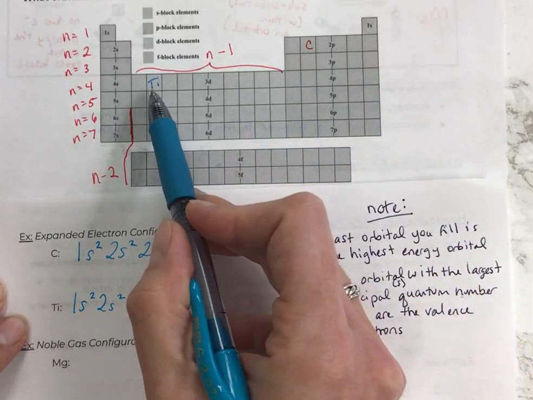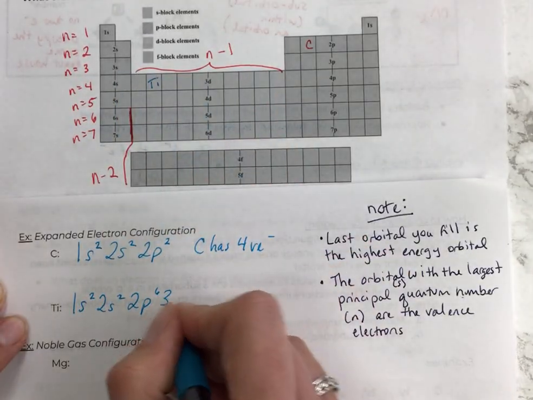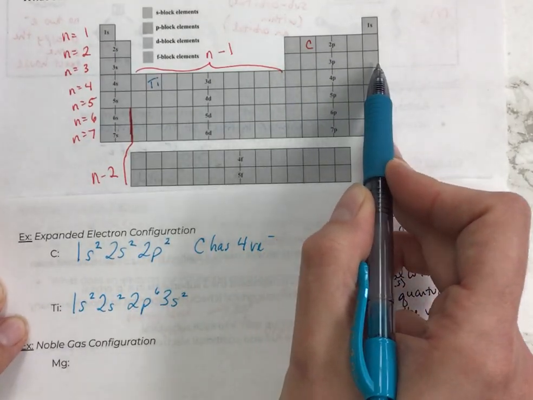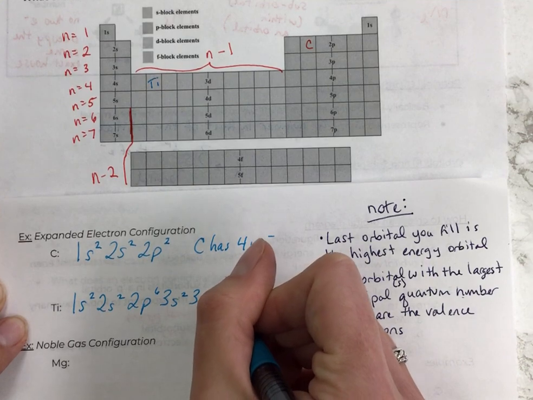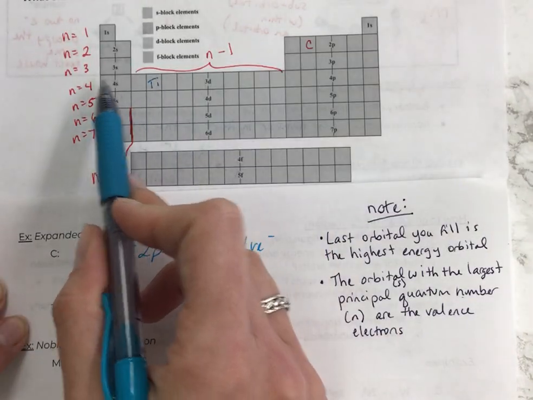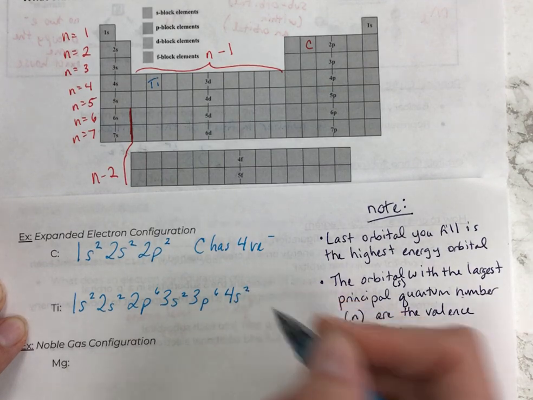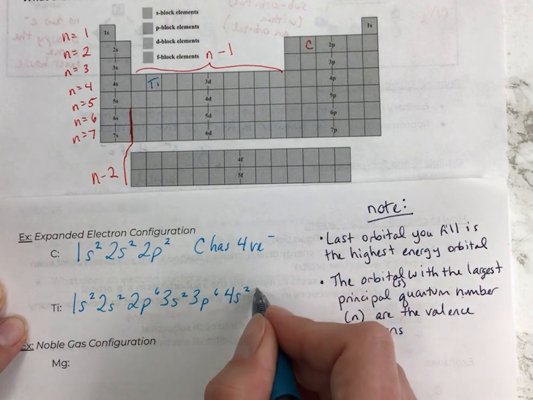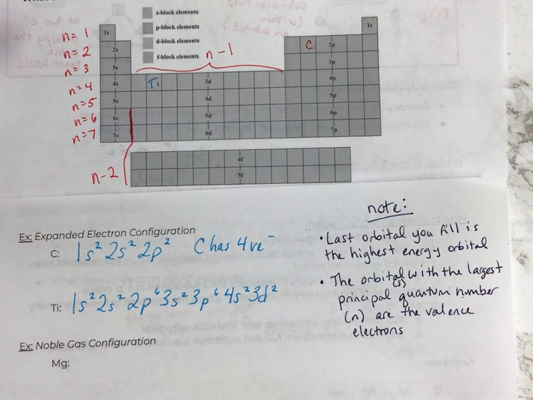But we've got to keep going because titanium's down here. So we're done with p. I'm going to keep going. 3s2. I'm going to keep going here. 3p6, 1, 2, 3, 4, 5, 6. Then we keep going. 4s filled with 2. And then last up is 3d, 1, 2. 3d2. Perfect. Hope you did it right.